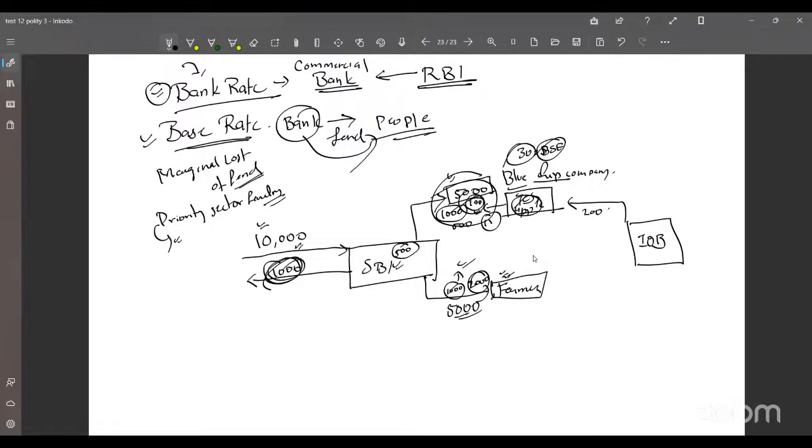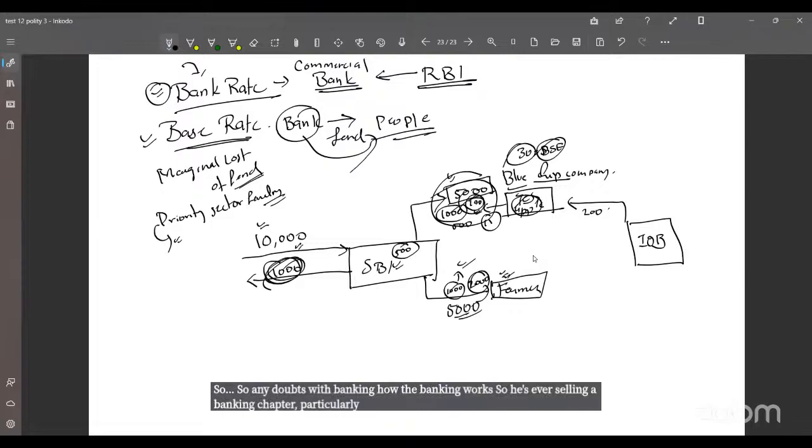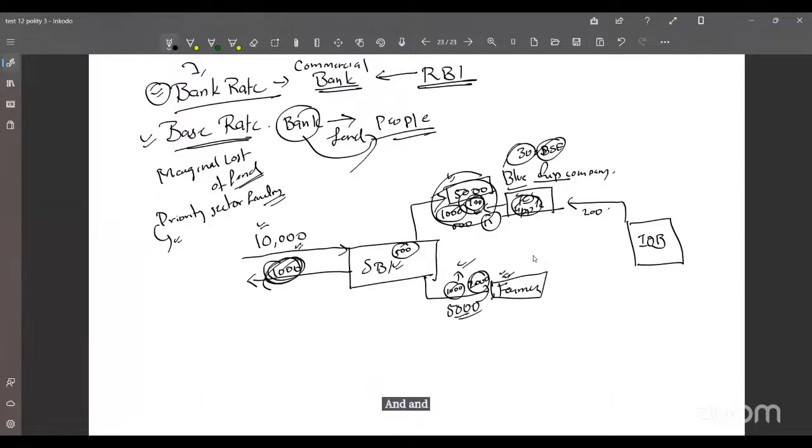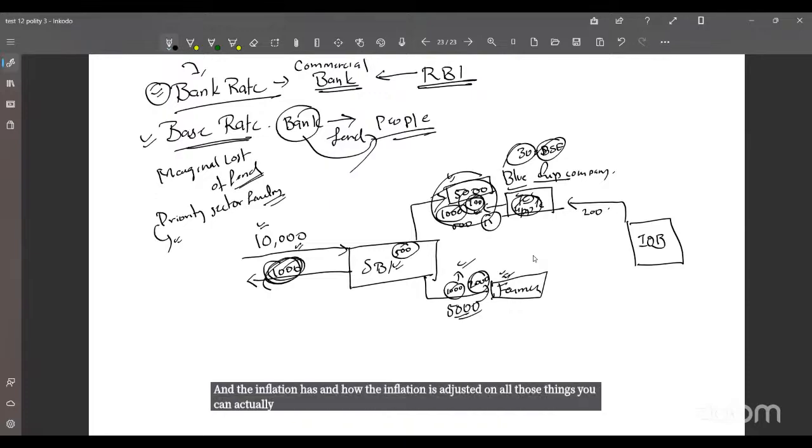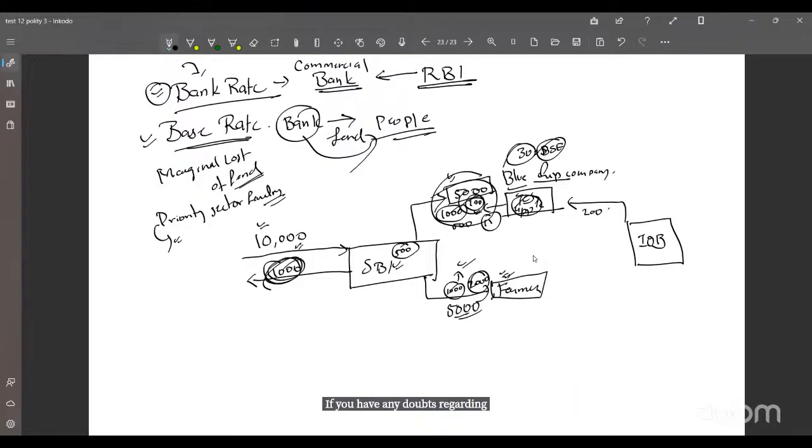So, any doubts with banking, how the banking works? With this, you have studied the banking chapter: banking and its functioning, the monetary policy committee, why the repo rate is adjusted, what the relationship between repo rate and inflation is, and how inflation is adjusted. You can understand all those things by yourself, I guess. So any doubts regarding what we have learned till now?